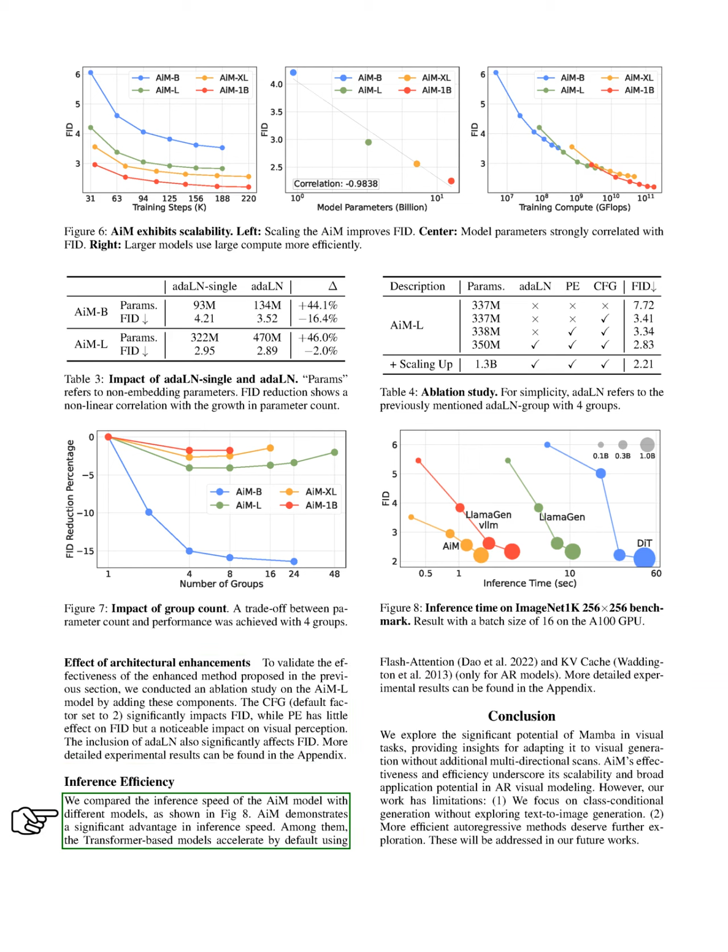Regarding inference efficiency, we compared the inference speed of the AIM model with other models, as illustrated in the figure. Our AIM model shows a clear advantage in speed. The transformer-based models benefit from acceleration through flash attention and KV cache, but this is only applicable to autoregressive models. More detailed results can also be found in the appendix.